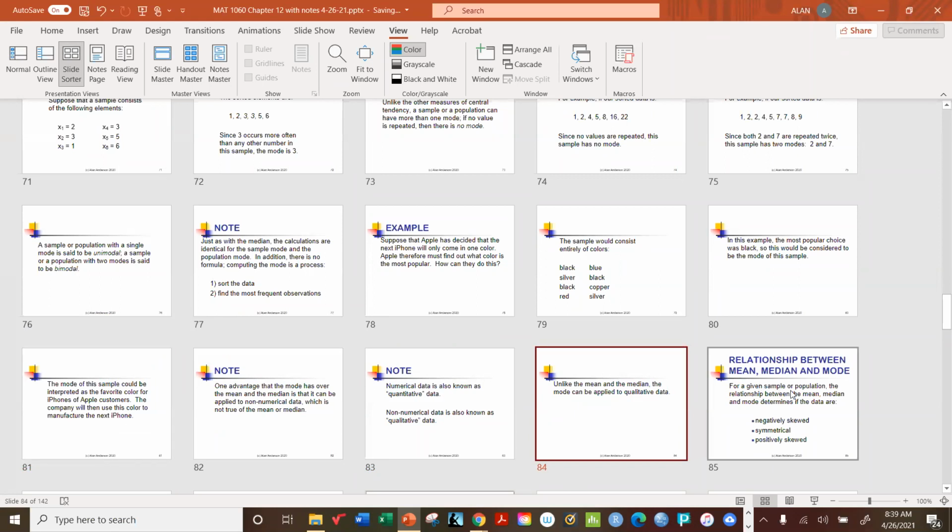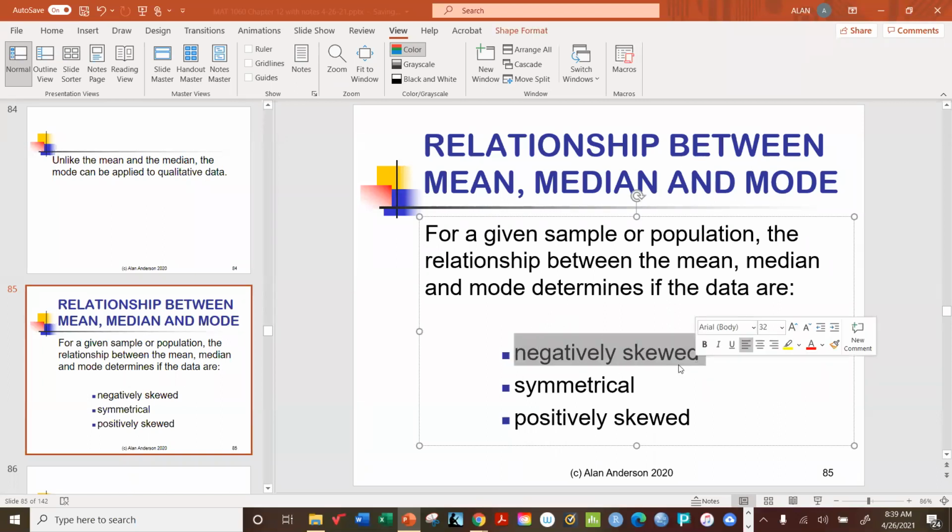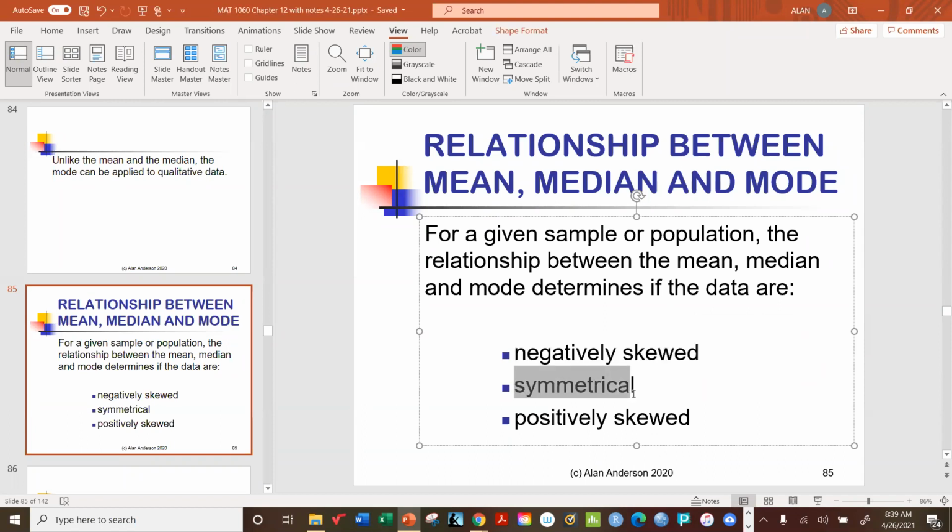All right, now what we're going to do next, and I don't believe we got this far, is look at the relationship between the three measures of central tendency. It turns out that data in general can often be described as falling into one of three categories. We'll see what they mean in a second: negatively skewed, symmetrical, and positively skewed. Now, not all data falls into one of these three categories, but we can help identify which group our data might belong to by looking at the relationship between the mean, median, and mode.